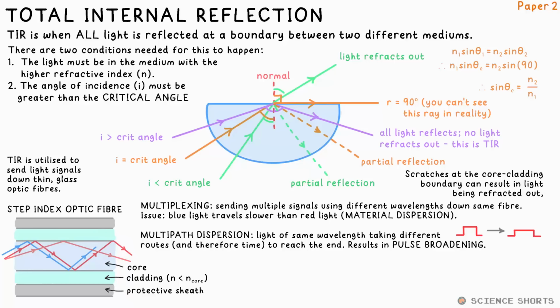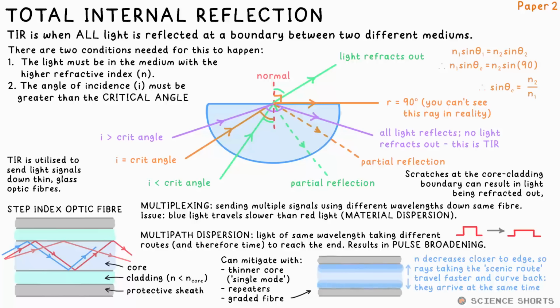To mitigate this, we can do a few things. Number one, make the fiber really thin. The thinner it is, the less light will diverge. Number two, put repeaters in every so often to retransmit the slightly broadened pulses as brand new ones. Final clever thing to do is use graded index fibers.